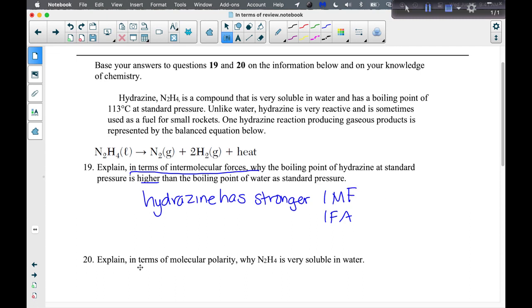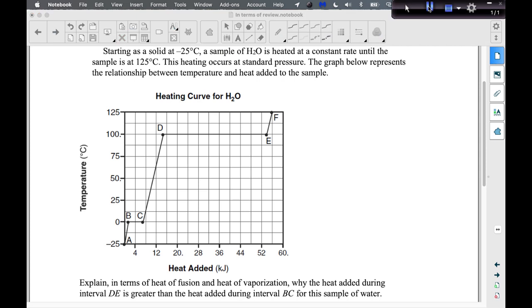Again, in terms of molecular polarity, why something is soluble in water must mean that it is polar like water. See some repeats here. So again, you can pause to read the reading.